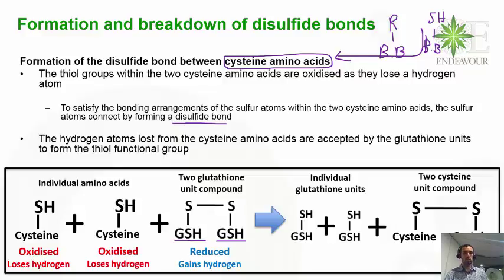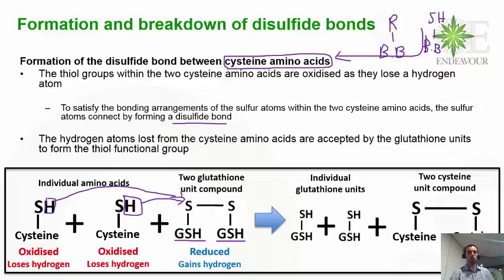So what's going to happen to our oxidized cysteines? Are they going to lose or gain hydrogen? Well, they're actually going to be losing hydrogen. So the 2 hydrogens attached to the thiol functional group here, as part of that, are actually going to be donated onto the 2 glutathione containing compound on the right hand side here.